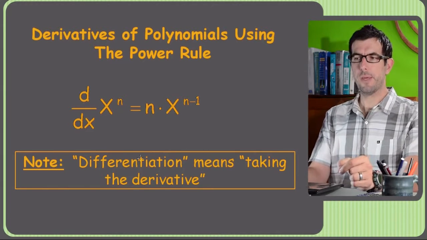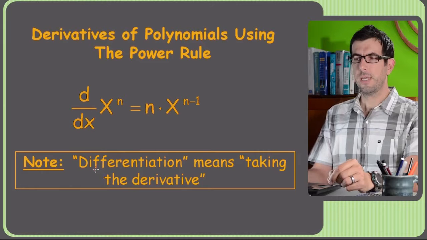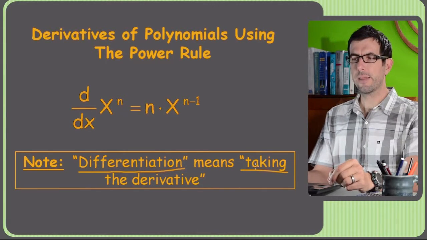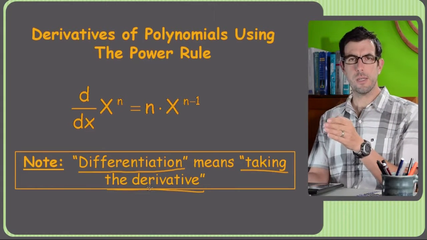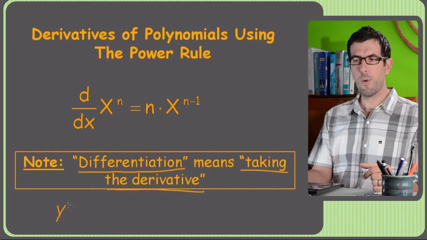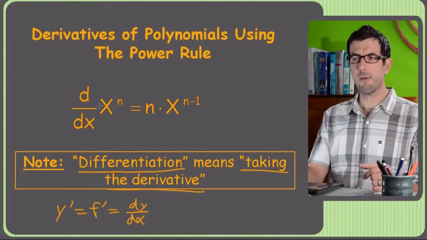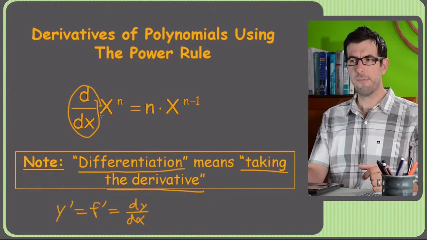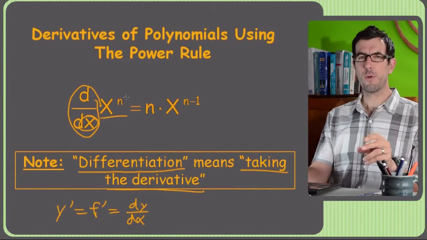Also, I want to point out that there's a lot of vocabulary, different words people use to refer to derivatives. Differentiation means taking the derivative. So if the directions on a problem say, hey, differentiate this function, they really just mean take the derivative, which, as I've noted before, y prime is the derivative of y. Same thing as f prime is the same thing as dy dx. Same thing as d over dx means, hey, take the derivative of this. The x down here means take the derivative with respect to x, but we won't get into what that means.